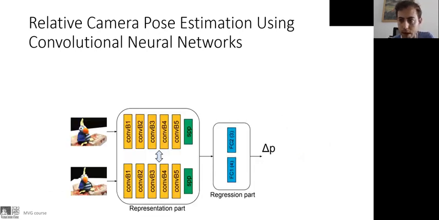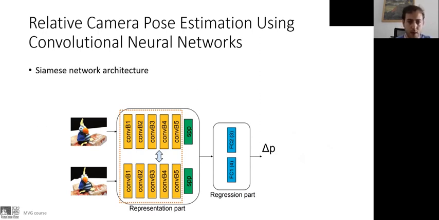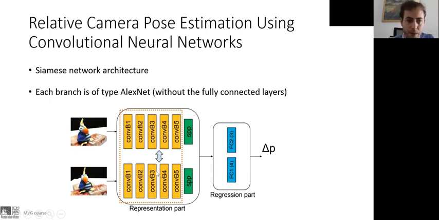Okay, so let's look at their architecture. It has 3 parts. The first part is a Siamese network architecture. It means that we apply the same set of convolutional layers on each image independently, and then we extract a feature map from each image. And the architecture of these convolutional layers is just the same as in AlexNet, without the fully connected layers. So that's the first part.